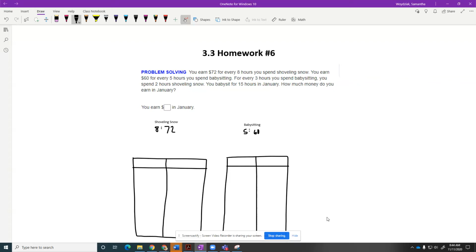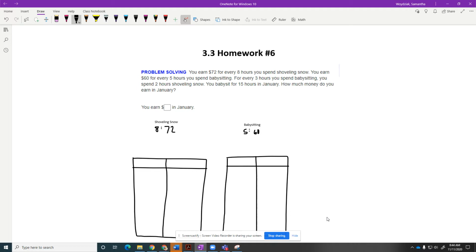This is 3.3 homework number 6. This is a tough one, guys, but I know you can do it. Let's walk through these steps. It says problem solving. Anytime you see problem solving, you know it's going to be a little bit deeper than just filling in a chart. We're going to have to really figure out what they're asking in order to find this answer. Probably going to take multiple steps.